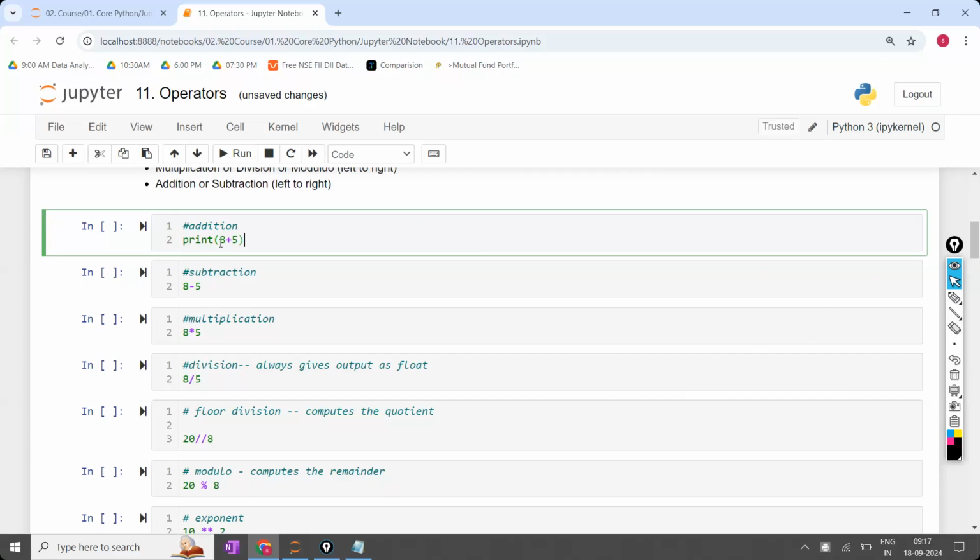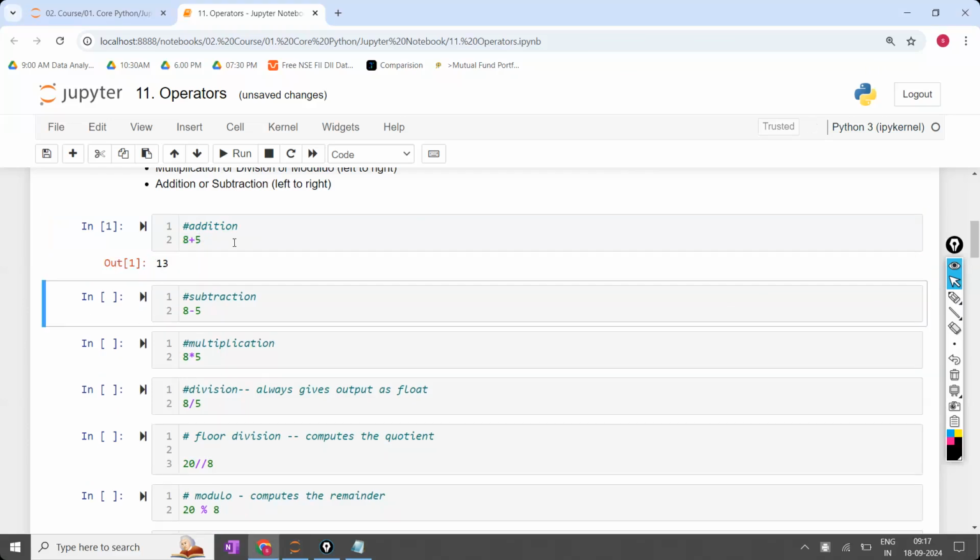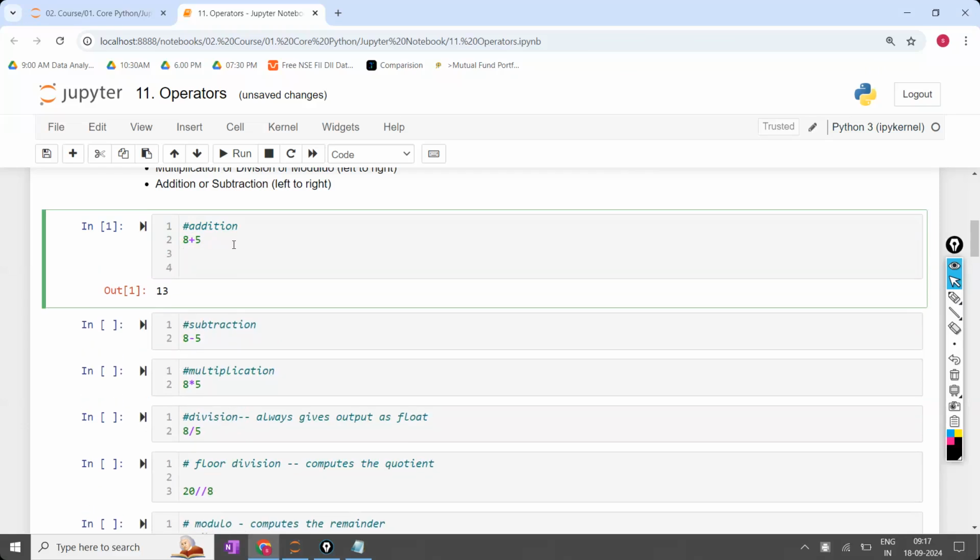But sir, you are not writing even the print now. Why? Because in the Jupyter notebook, the last line of a cell will be printed automatically. Since it is in the last line of the cell, it prints automatically. 8 plus 5 means 13 will be printed automatically. For example, in the same cell I am writing 7 minus 4. Now 8 plus 5 will be executed, but it will not be printed. 7 minus 4 will be executed and it will be printed because that is in the last line. Automatically it will be printed.